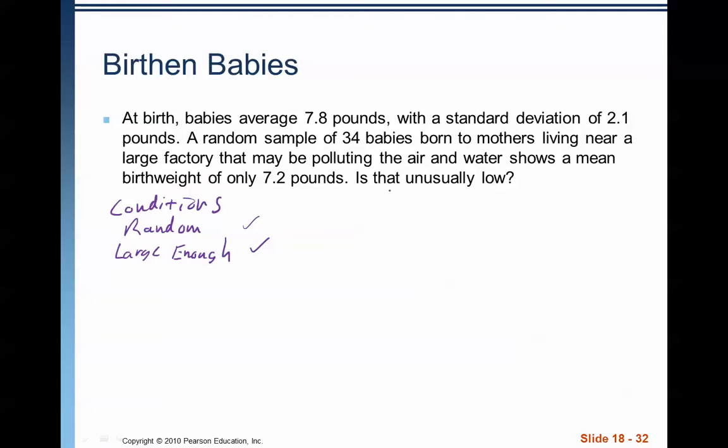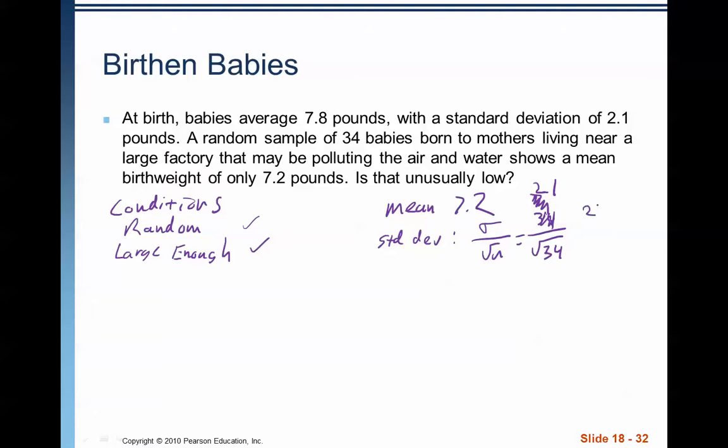So how do we answer, is that unusually low? Well, we want to look at the sampling distribution. What does a sampling distribution of 34 babies look like? The mean is going to be 7.2, but the standard deviation is going to be the standard deviation over the square root of n, which is 2.1 divided by the square root of 34.